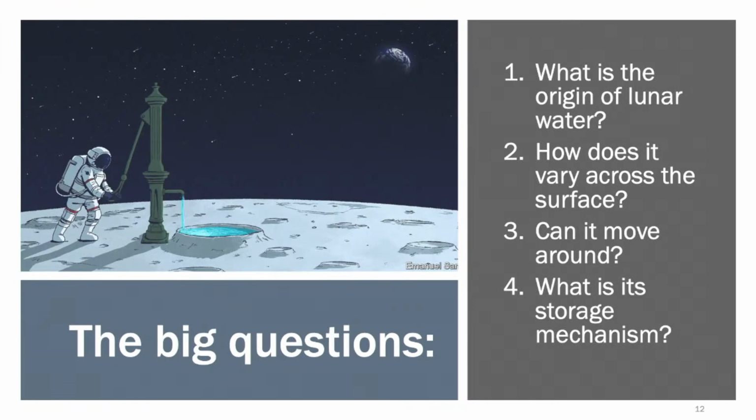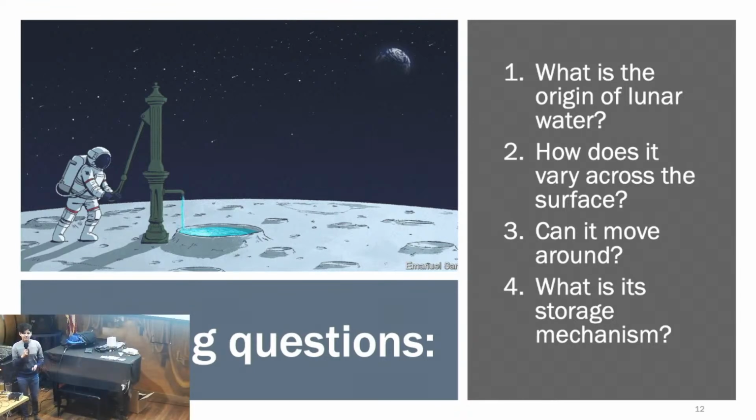Okay, so we can make maps. We're awesome. Go us. What now? These are the big questions that we're trying to answer. This is a whole giant project that I'm a part of. And so, first question, what is the origin of lunar water? Did it come from like asteroids colliding into the moon? Was it there when the moon was formed? What's going on there? How does it vary across the surface?